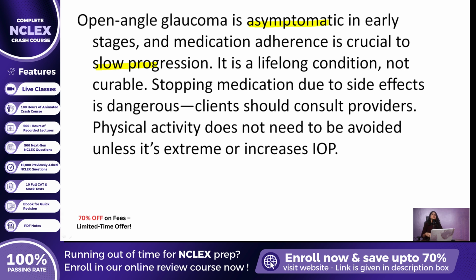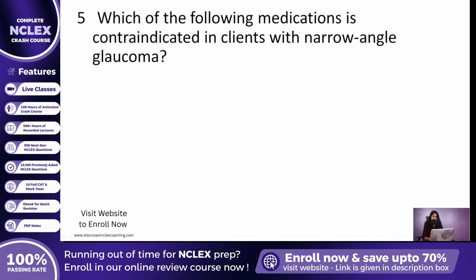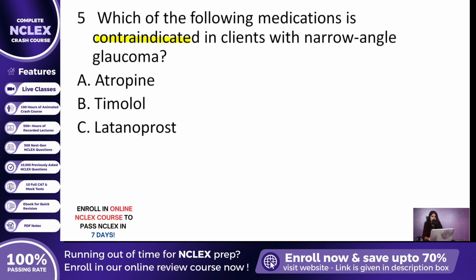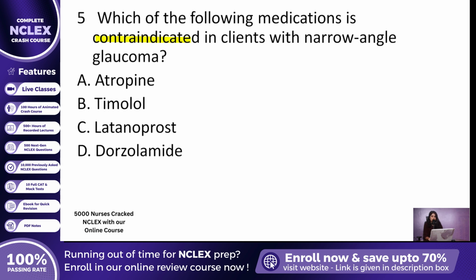Now, let's move on to our next one. Which of the following medications is contraindicated in clients with narrow-angle glaucoma? A. Atropine. B. Timolol. C. Latanoprost. D. Dorzolamide. Which option poses the greatest risk in this condition? The correct answer is A.